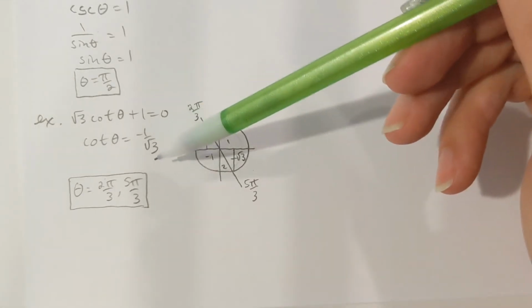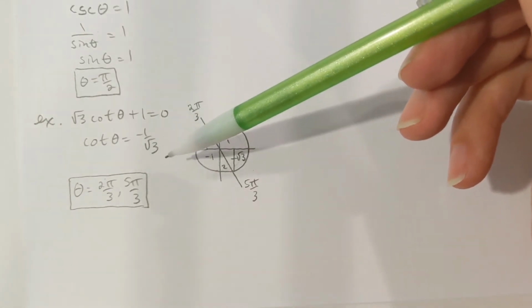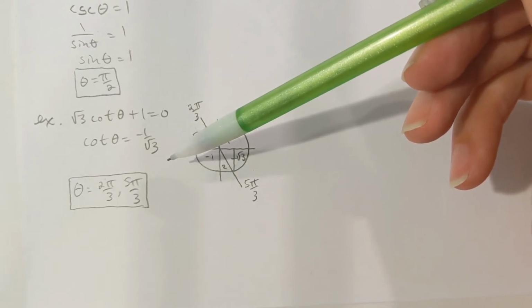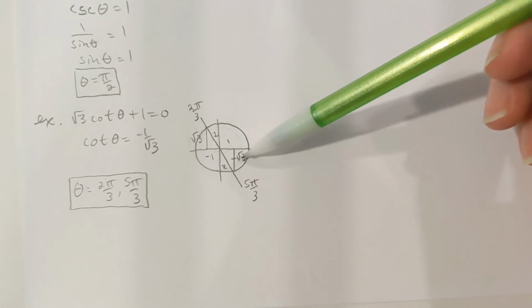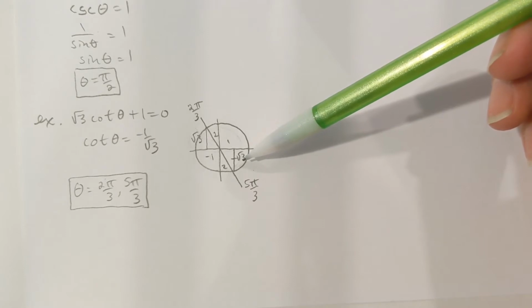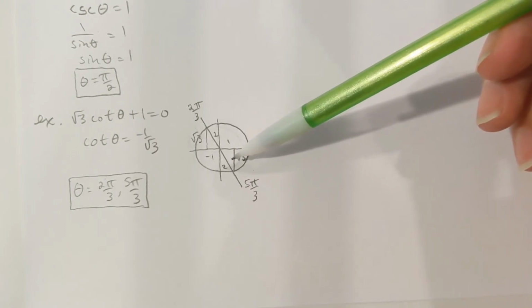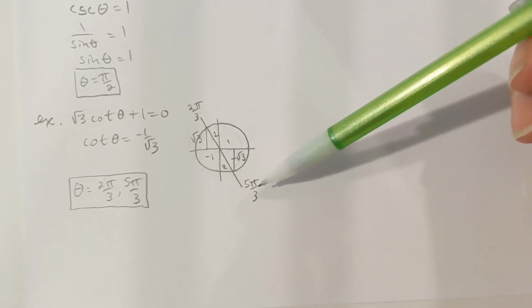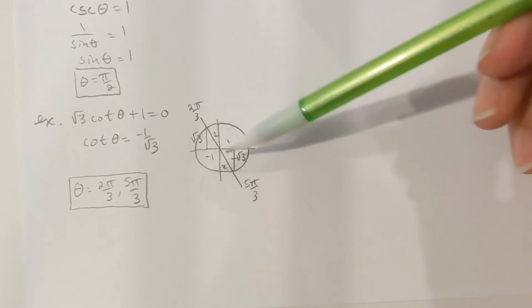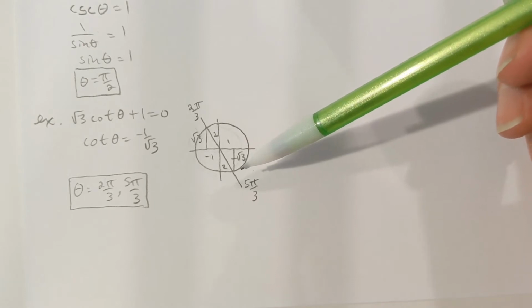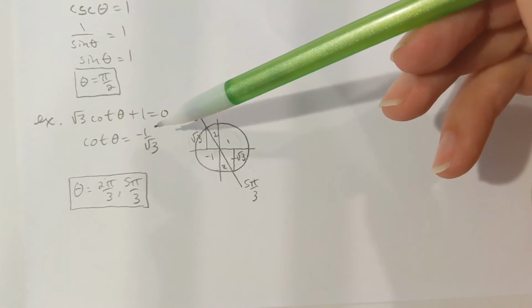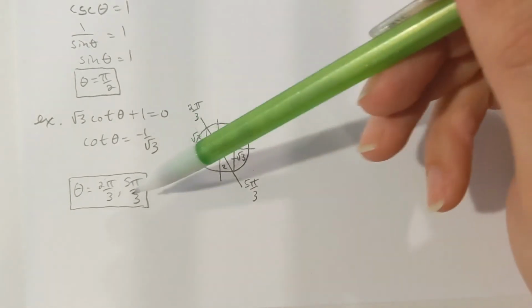Also, negative 1 over root 3, that's the same as 1 over negative root 3, right? So if the adjacent side is 1 and the opposite side is negative root 3, then that's going to put me into quadrant 4. The hypotenuse would be 2, and the angle that we'd be talking about there would be 5 pi over 3. And I'm still working with a 30, 60, 90 right triangle, of course. So cotangent of 5 pi over 3 would also be negative 1 over root 3. Both these numbers would be answers.